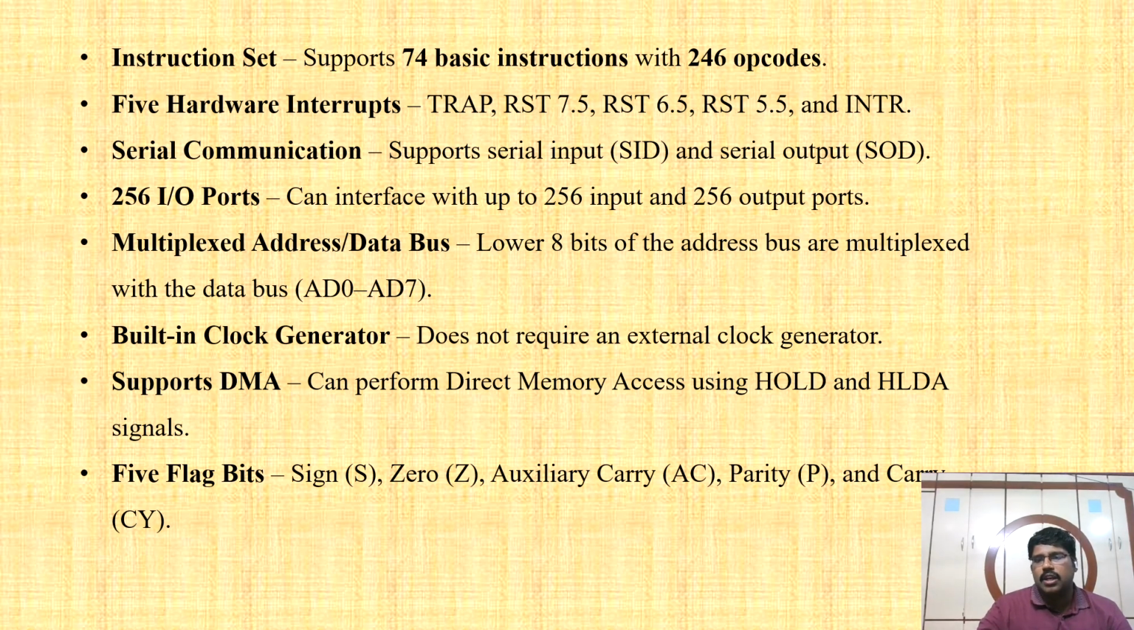Auxiliary carry is from the lower nibble to the higher nibble. That means if you start the bits from 0, whenever a carry is generated from the third bit to the fourth bit, it is called auxiliary carry. Parity: if you get a value in hexadecimal, convert that value into binary, and count the total number of ones in that answer. If the number of ones is even, then automatically the parity flag will be enabled. If we get an odd number of ones, then the parity flag will be 0.